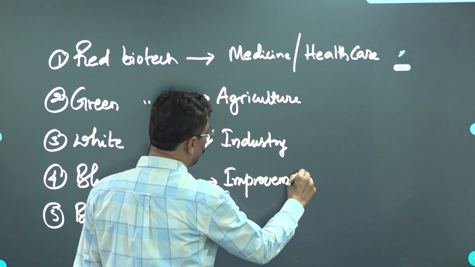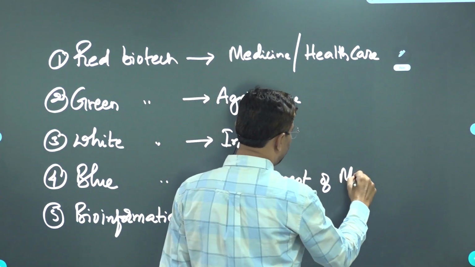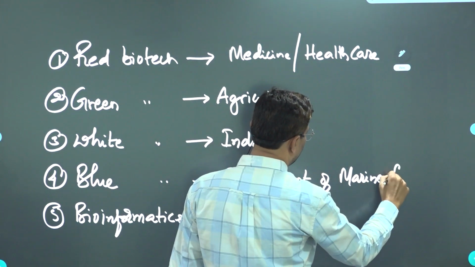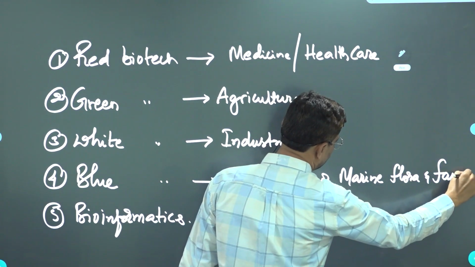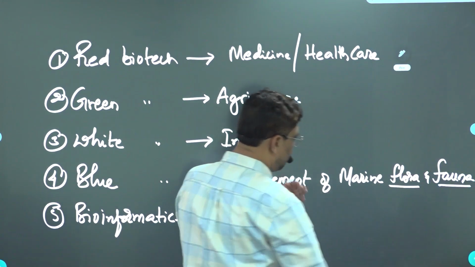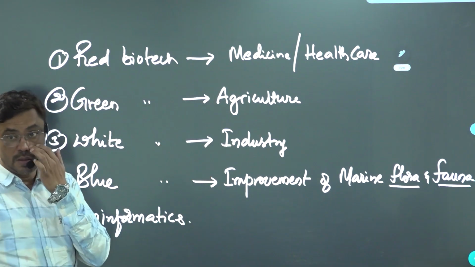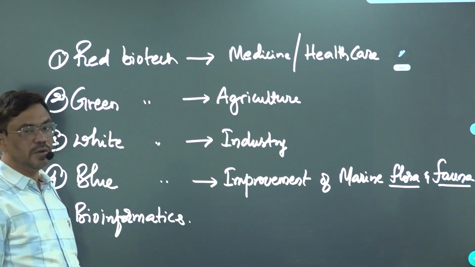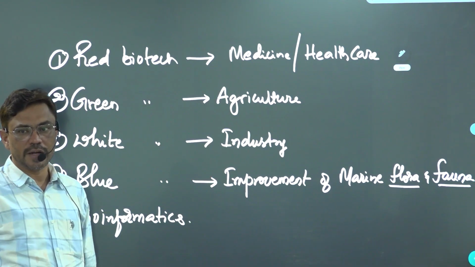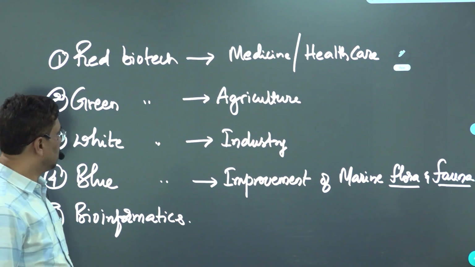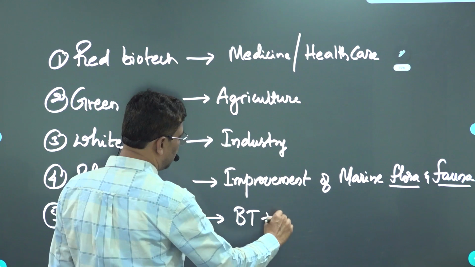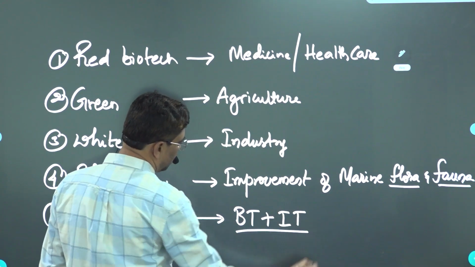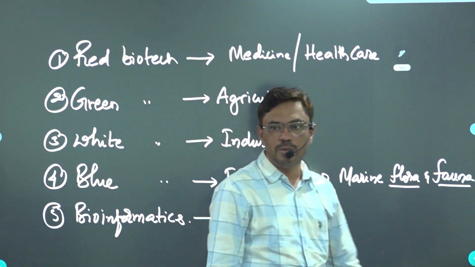Here flora means plants, fauna means animals. So it is the application of biotechnology for the improvement of marine or aquatic organisms. Then bioinformatics, simply you can say biotechnology plus information technology. That is also called computational biology.